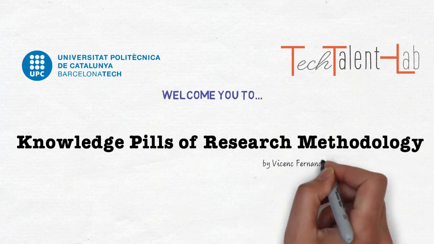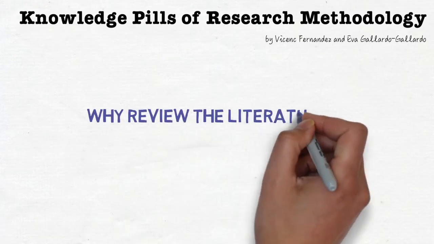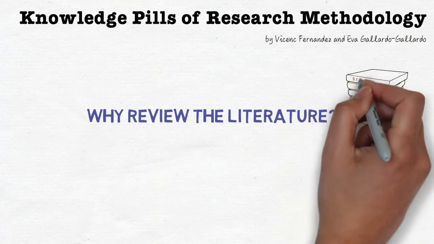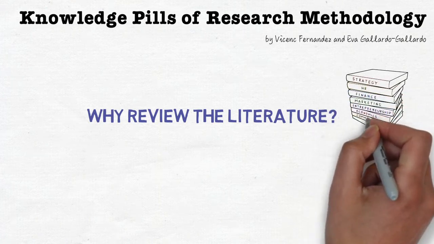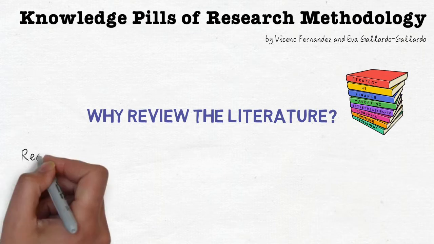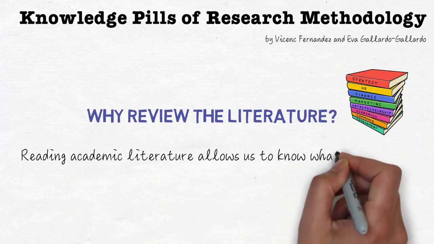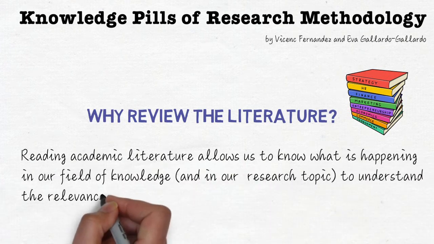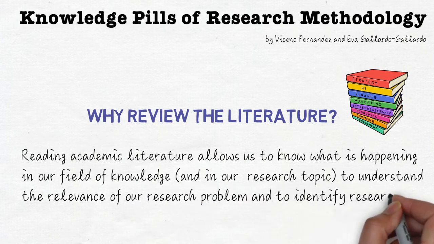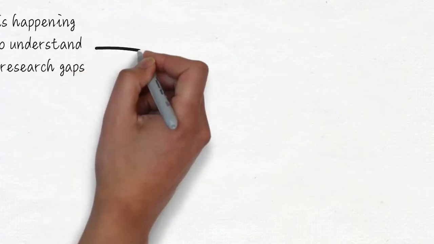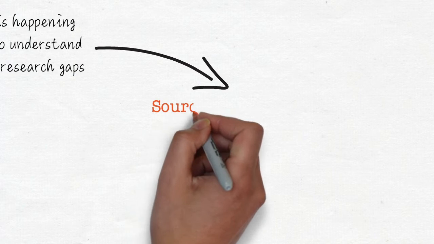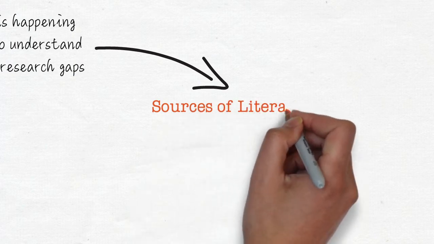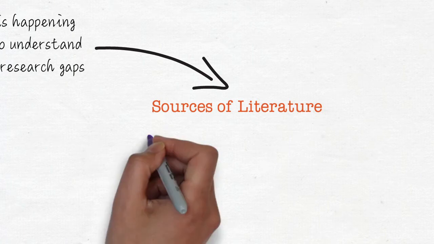Today, we are going to deal with the question, why should we need to review the literature? Reading academic literature allows us to know what is happening in our field of knowledge and, of course, with our research topic. So, it helps us to highlight the relevance of our research problem and to identify the possible research gaps. One of the pillars of academic research is that new research is based on previous knowledge and results.